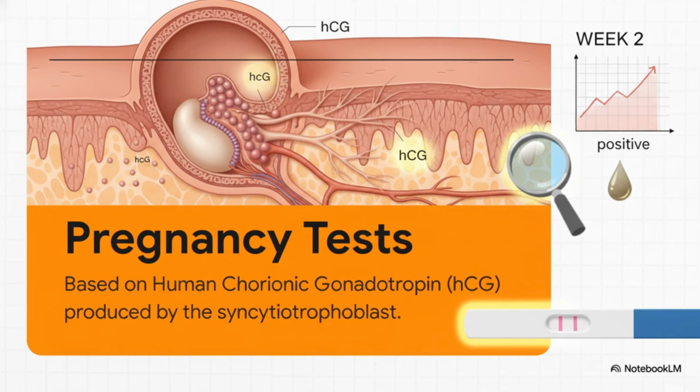Well, it's not just a demolition expert, it's also a tiny hormone factory. It pumps out a hormone called human chorionic gonadotrophin, or HCG. This hormone is absolutely vital for keeping the pregnancy going. And here's the cool part. By the end of this second week, the HCG levels are high enough that we can actually detect them in the mother's blood or even her urine. And that, right there, is the biological secret behind pretty much every pregnancy test on the market today.